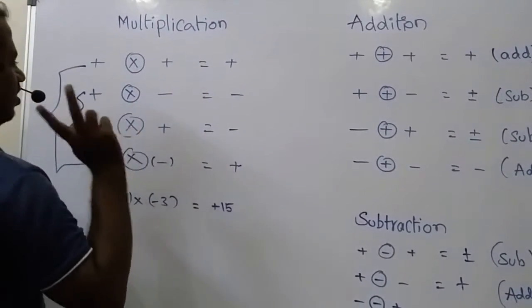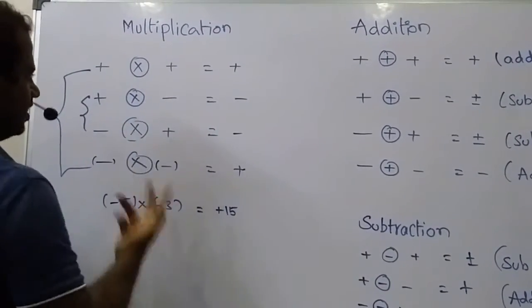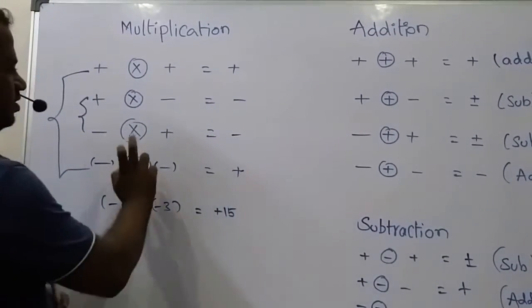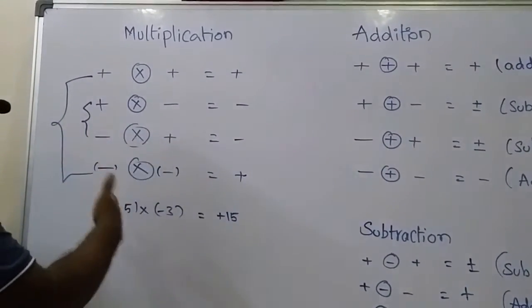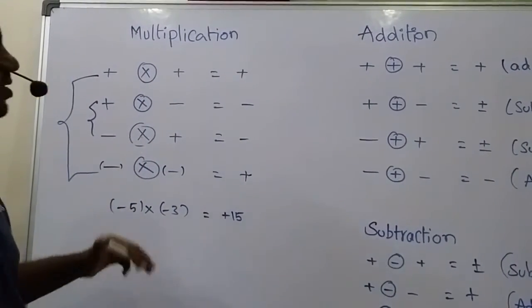Only if, out of the two numbers, either the first number or the second number is negative, will the multiplication result be negative. So in case of multiplying positive and negative numbers, these are the 4 cases you need to take care of. Okay, this is about multiplication.